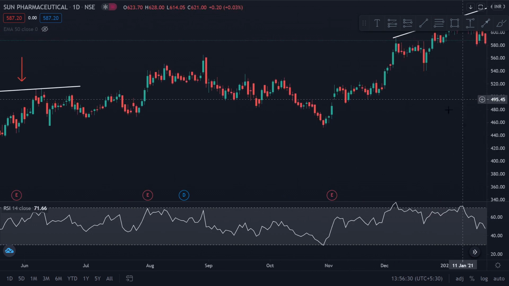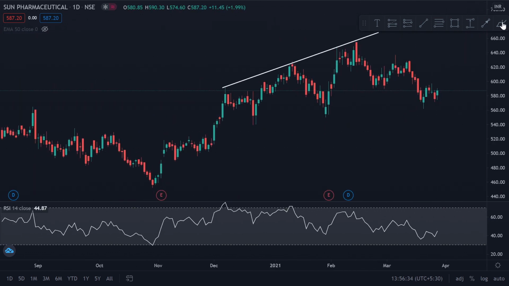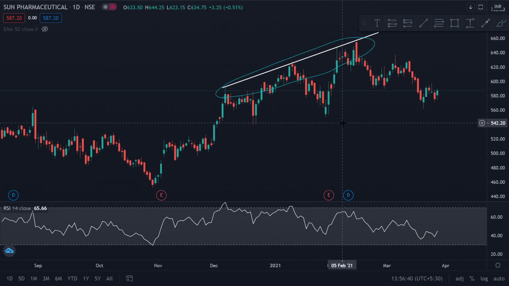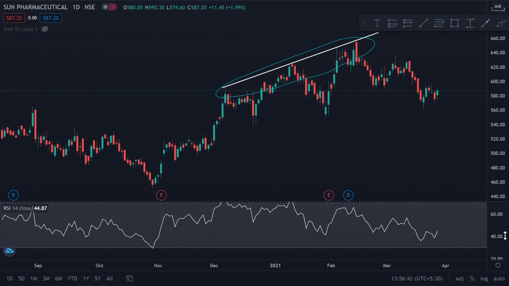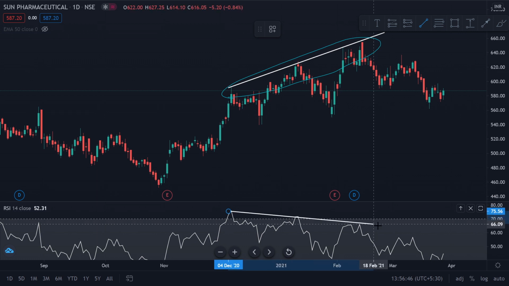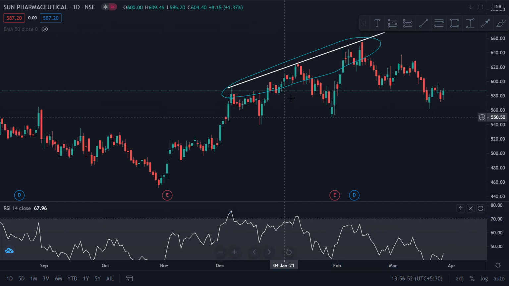Price action is the same, indicators are the same. So now Sun Pharma had been making higher highs and higher lows for almost 3 months. If you observe the RSI in this period, now this is me joining 3 highs, not even 2 highs. This is me joining 3 highs. So I had 2 opportunities here.